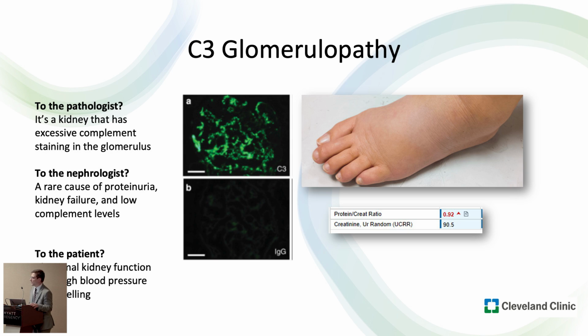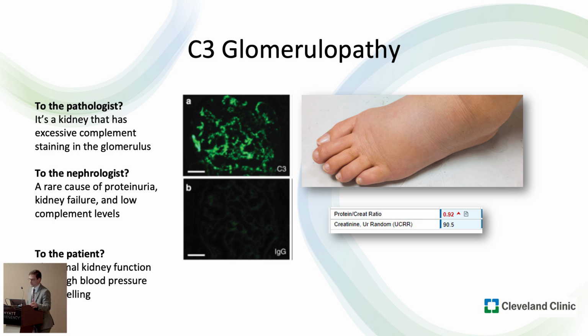So what is C3 glomerulopathy? Again, to the pathologist, this is going to be a kidney that has a whole lot of complement deposition in it, an arm of the immune system. We'll use terms like complementopathy, or in a way, this is an autoimmune disease most of the time. It's just one we don't talk a lot about. We talk a lot about antibodies in immune systems, but not necessarily complement, which is a different arm of the immune system. To the nephrologist, it's a rare cause of proteinuria, kidney failure, and low complement levels.